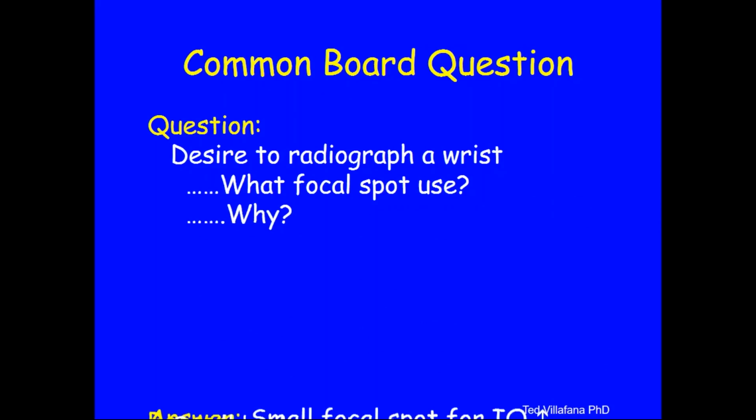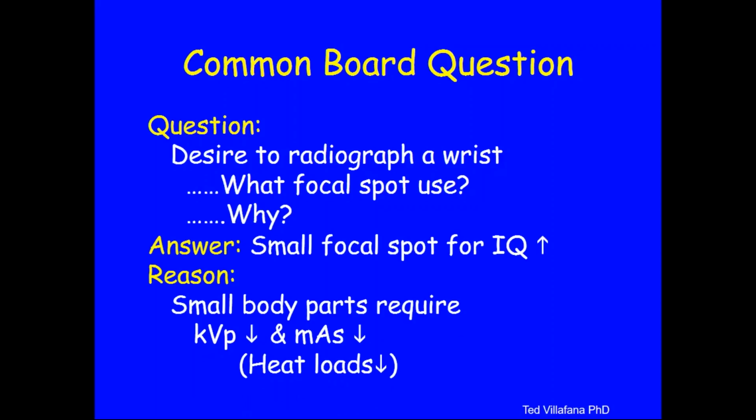And why? Well, a wrist is a relatively thin section. It's not going to take very large kVps. It's not going to take very high mAs or exposure times. In other words, you don't produce very much heat. And if you don't produce very much heat, then you can afford to go to a small focal spot to capitalize on the enhanced image quality.